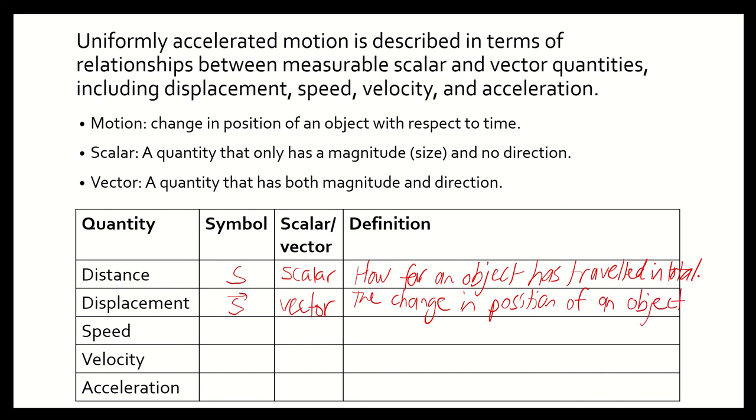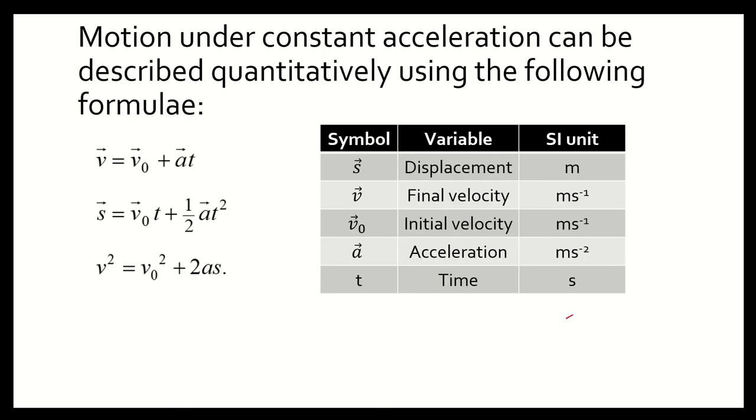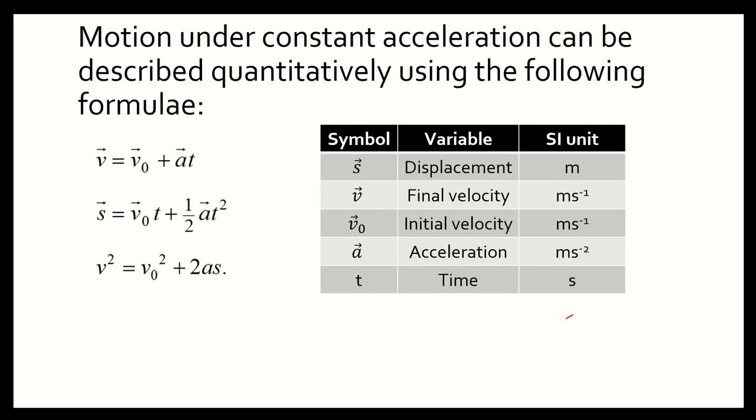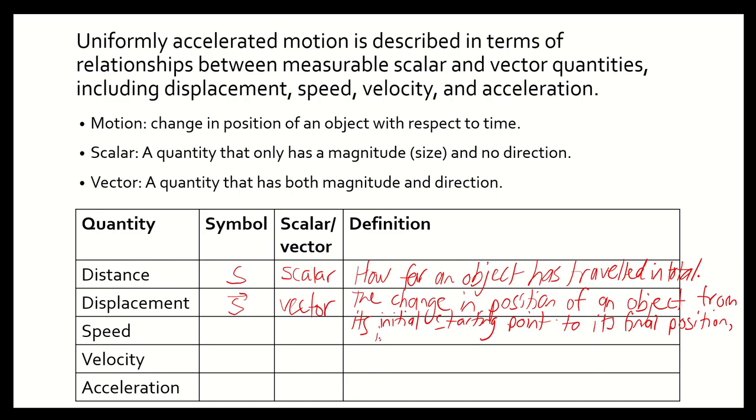I do not have enough room. So displacement is the change in position of an object from its initial starting point to its final position, including a direction of travel. I did not have enough room, I apologize.